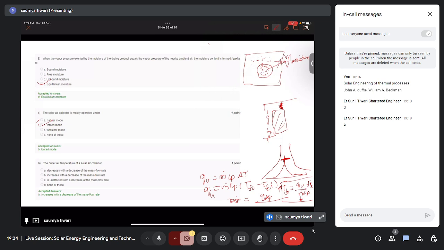And you can also understand this basically: if your mass flow rate is great, then in a given time there is a lot of mass to be heated, so your outlet fluid temperature will be lower. So if you decrease the mass flow rate, your outlet fluid temperature will increase, right? So the correct option will be option B.